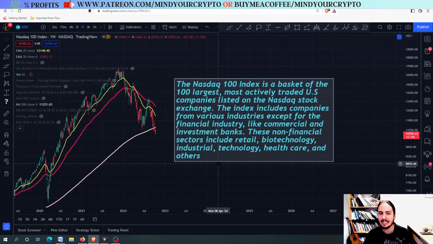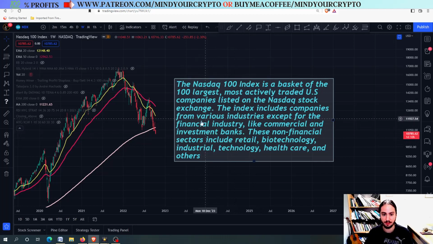What is this index, right? The NASDAQ 100 index is a basket of the 100 largest, most actively traded US companies listed on the NASDAQ stock exchange. That's why we are seeing the NASDAQ stock exchange, because there we have the 100 most important companies. The index includes companies from various industries except for the financial industry, like commercial and investment banks. These non-financial sectors include retail, biotechnology, industrial technology, healthcare, and others. It does not include commercial and investment banks.